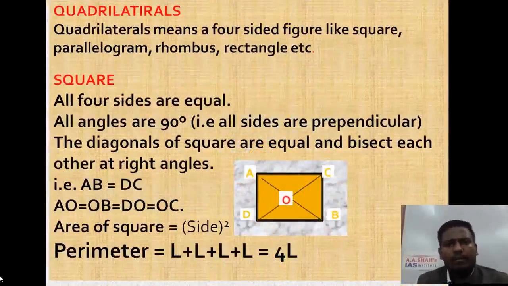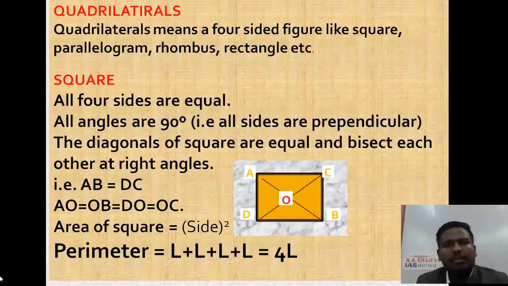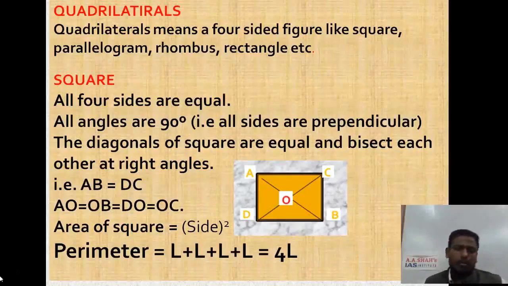Now from circles, we move towards the second important entity in area, which is quadrilaterals. First of all, what are quadrilaterals? Quadrilaterals are four-sided figures like square, parallelogram, rhombus, rectangle and many others. So let's get started with the most common four-sided figure, the square.